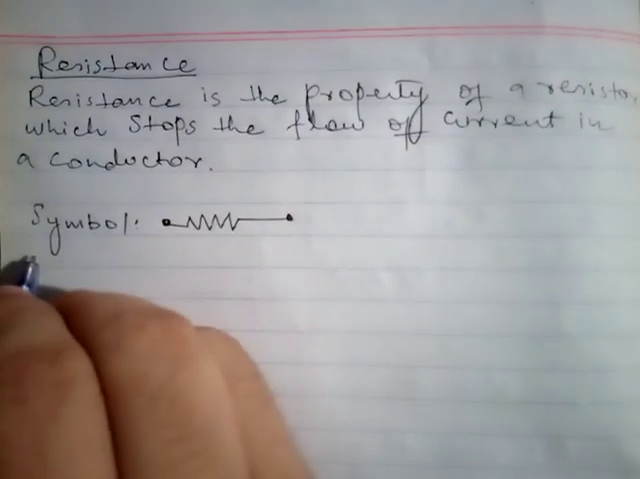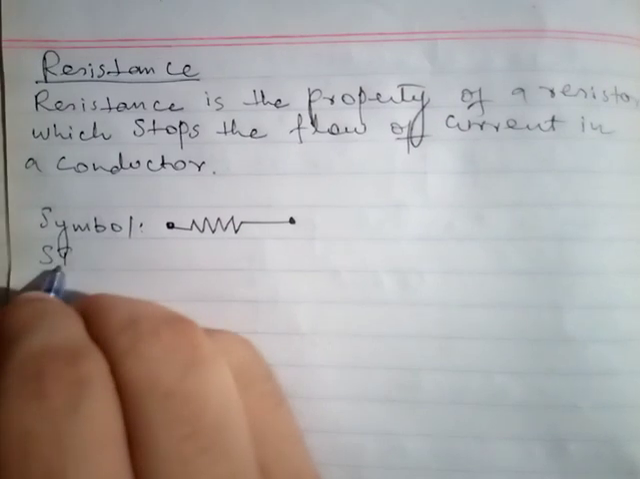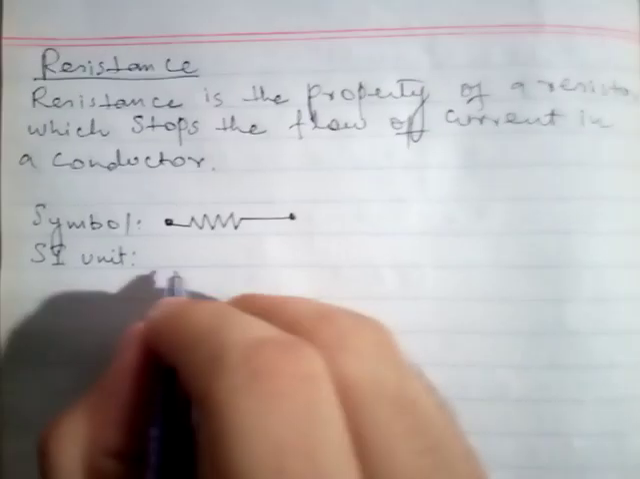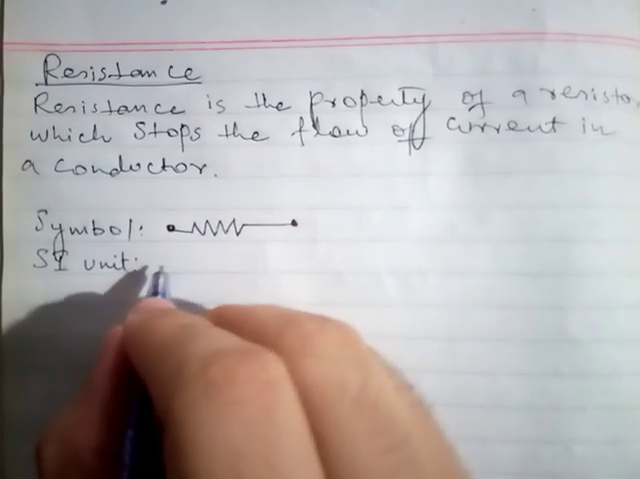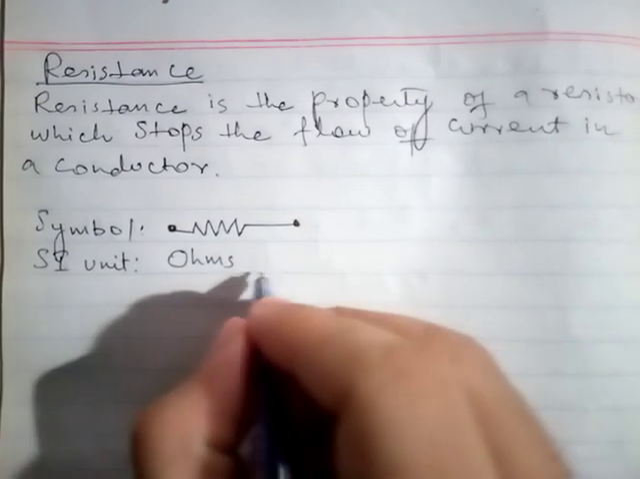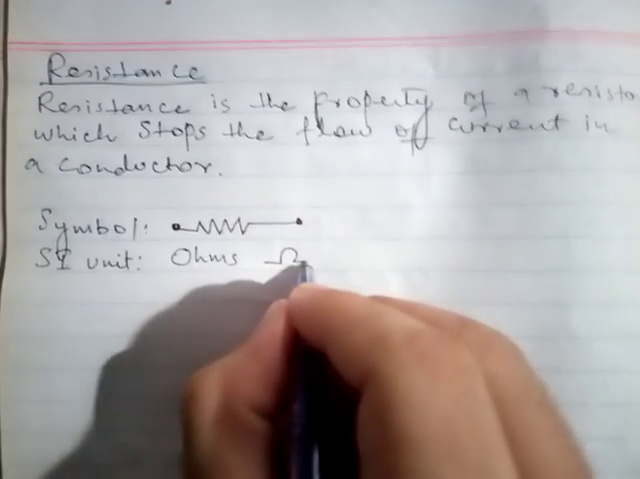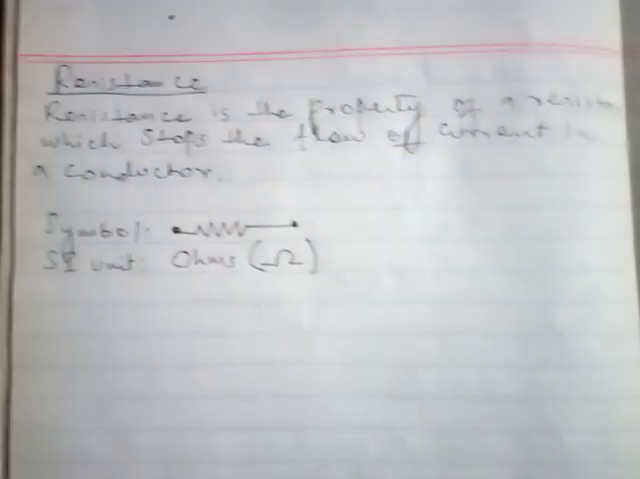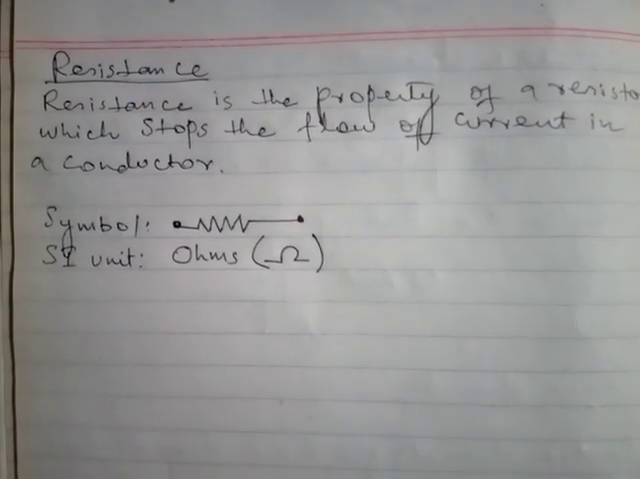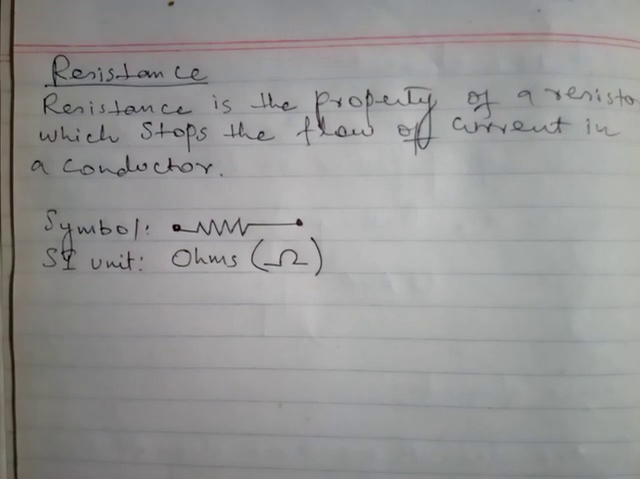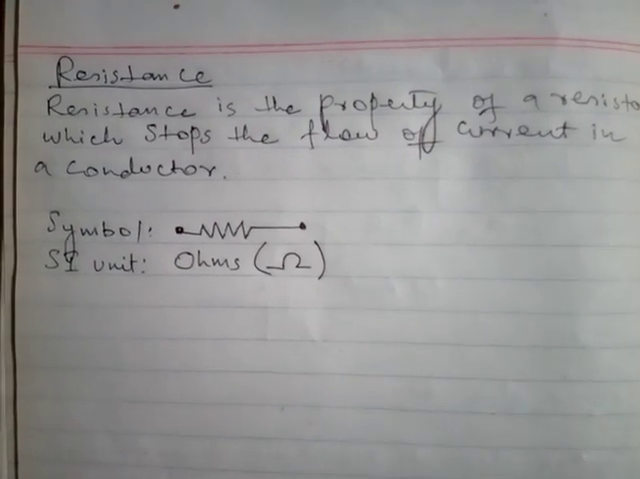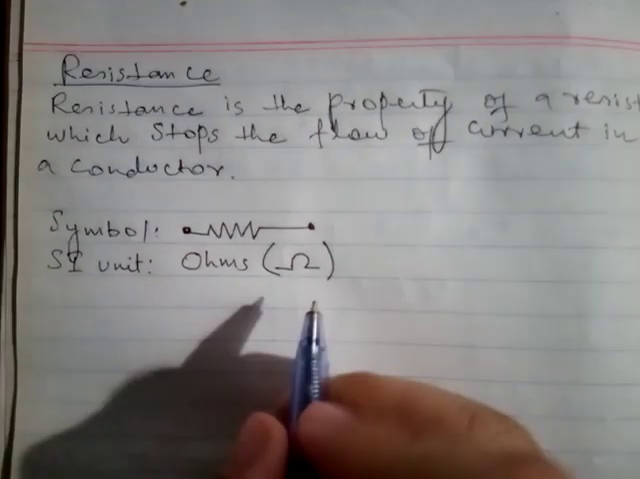What is the SI, standard unit of resistance? The standard unit of resistance is ohm, and the symbol for ohm is like this. Ohm was a scientist after whom this standard unit is named. So the standard unit of resistance is ohm, and the symbol for ohm is like this.